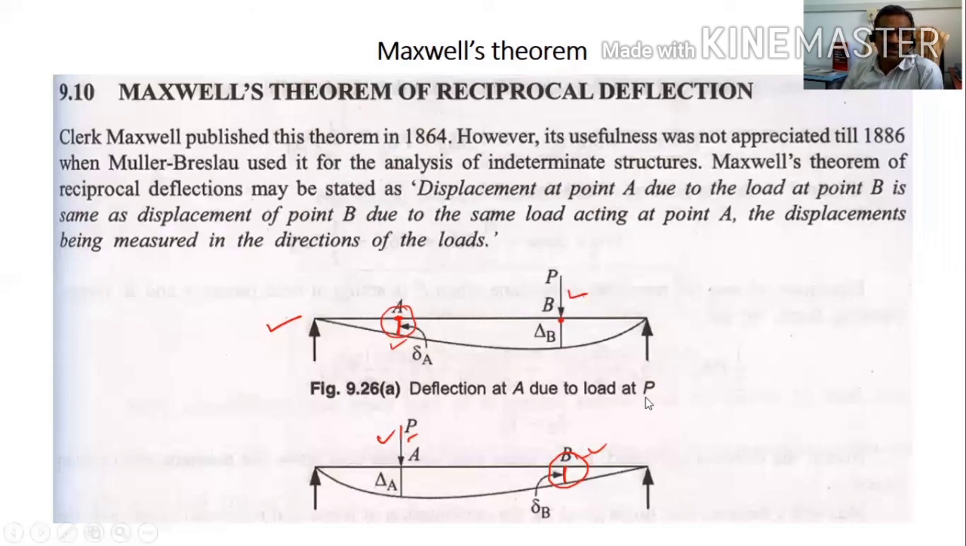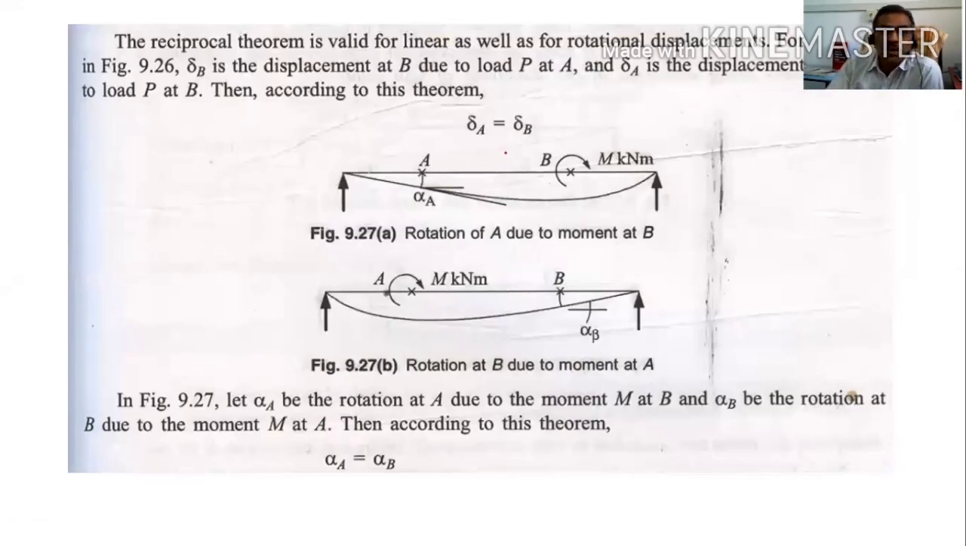So this is about Maxwell's law. Here we are talking about displacement. Similarly for slope and moment. Now you take points A and B. You apply a moment at point B and find the slope at point A. Now you apply the moment at point A and find the slope at B. Both will be the same. Apply the load at point B and find the slope at B; that will be the same as the deflection at point B due to the moment at A.